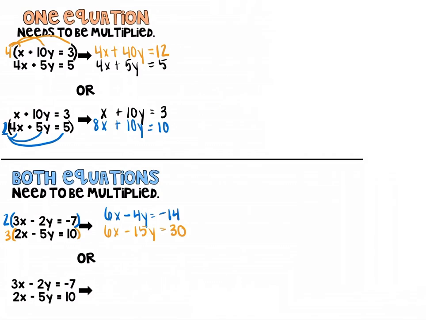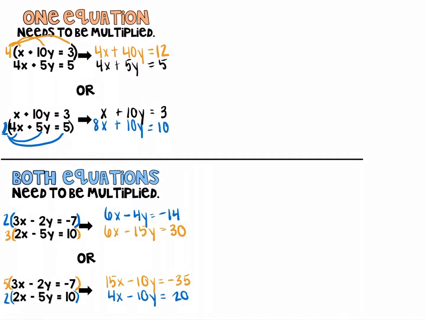So I'm going to multiply the top by 5 and the bottom one by the top coefficient, so 2, and then 5 on the top because the other one is 5. Okay, so now when I do that, 5 times 3x is 15x minus 10y equals -35. Okay, 2 times 2x is 4x, 2 times 5y is 10y, and then 2 times 10 is 20.